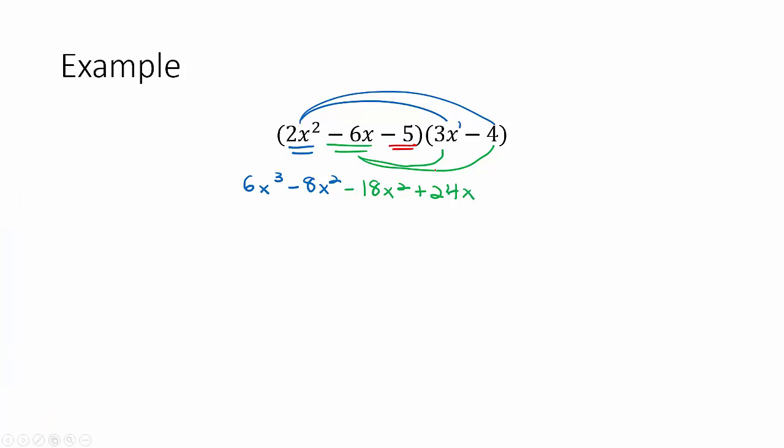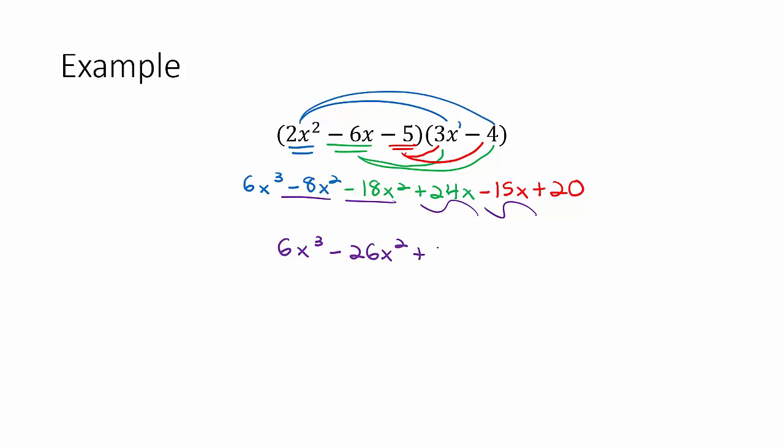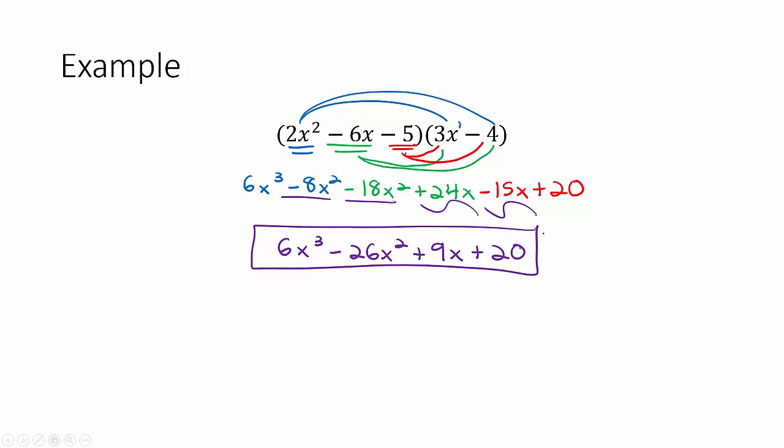And we keep going with the negative 5. Distribute it onto both parts. Negative 5 times 3x is negative 15x. And negative 5 times negative 4 is a positive 20. And then we finish by combining our like terms. So we have 6x cubed minus 26x squared plus 9x, 24 minus 15, plus 20. And we have our product.